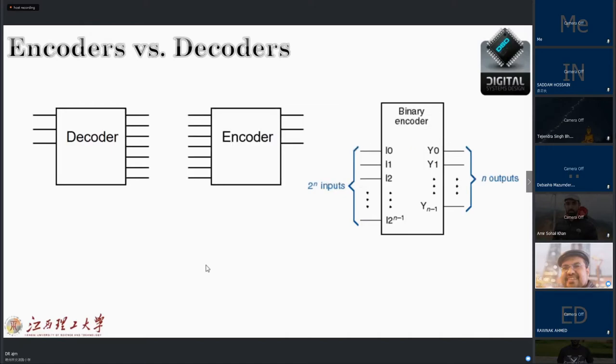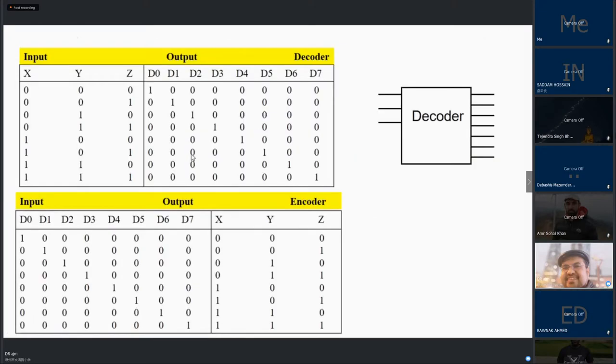The difference is that in a decoder you have limited inputs and more outputs, and vice versa in the encoder. In the other way, you have n inputs and 2 to the power of n as the output of the decoder. And if you have 2 to the power of n as the inputs of the encoder, you have n outputs.